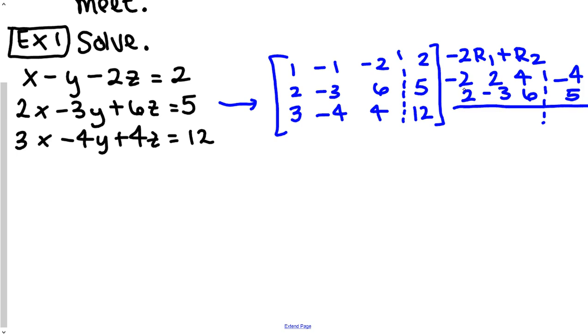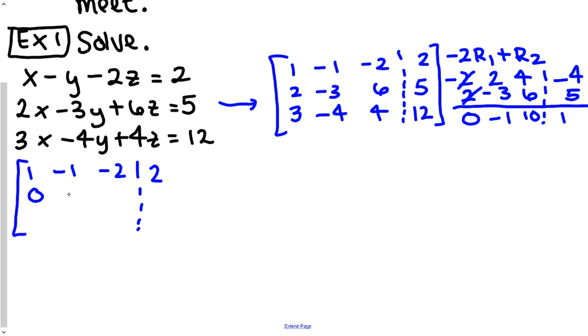Let's add these guys up. -2 and 2 cancel, leaving me with 0. 2 minus 3 is a -1. 4 and 6 will give me 10. And 5 minus 4 is 1. So this is my new row 2. My new matrix is 1, -1, -2, 2, row 2, 0, -1, 10, and 1. And then my third row, 3, -4, 4, and 12.